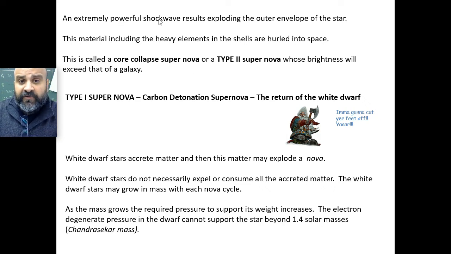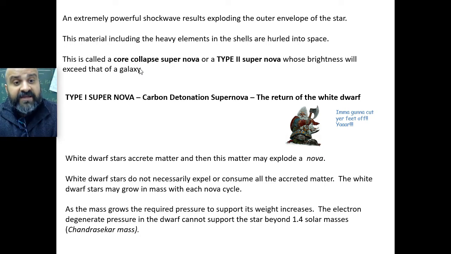So an extremely powerful shock wave results in exploding the outer envelope of the star. This material that's shed includes the heavy elements in the shells, and those are hurled into outer space. We call this a core collapse supernova, or a type 2. And when this star explodes, its brightness will exceed that of a galaxy.